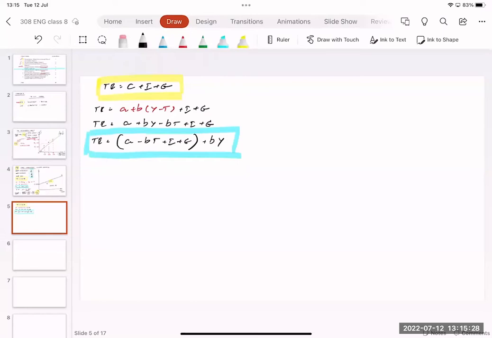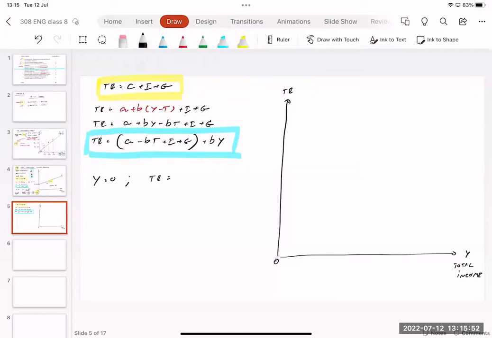Then I can easily draw the graph on the right. On the horizontal is Y as total income. On the vertical is going to be TE as total expenditure. First, to draw the graph, I want the starting point. In order to find the starting point, we use the same trick. If Y equals 0, TE is going to be equal to A minus BT plus I plus G. This is what I want. This is the starting point.